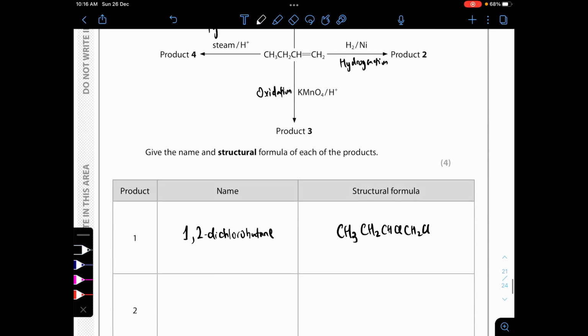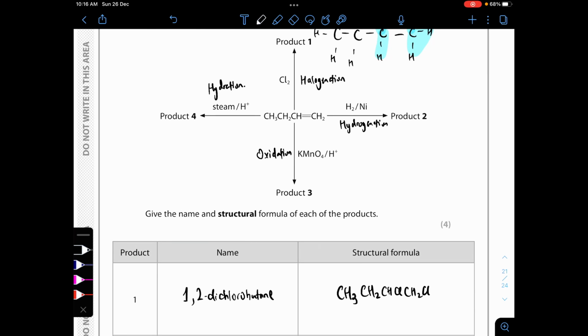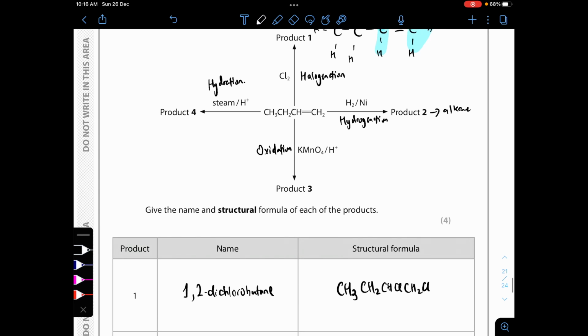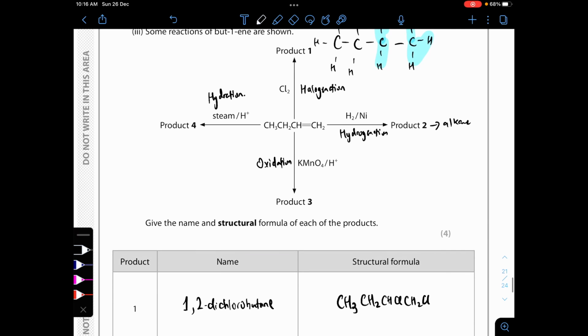Let's look at product 2. That's hydrogenation. Because we're adding hydrogens, that's pretty simple. All we need to remember is this will give us an alkane. In this case, that will be butane. Straightforward. So it'll be CH3, CH2, CH2, and then CH3 at the end. Okay, pretty straightforward.